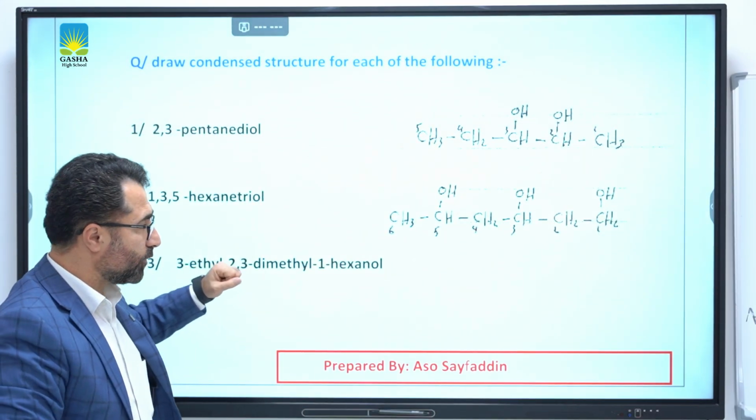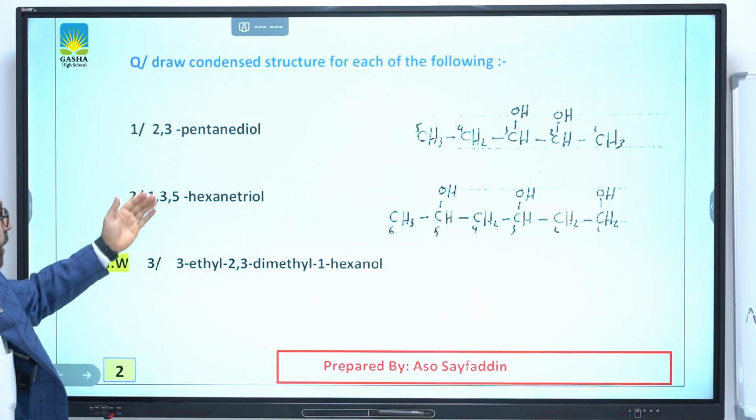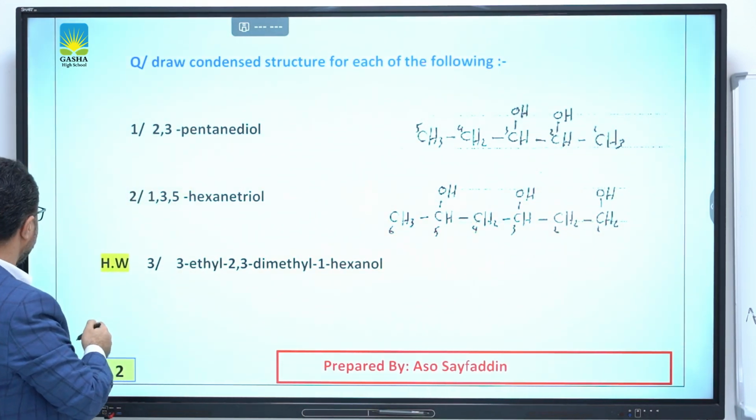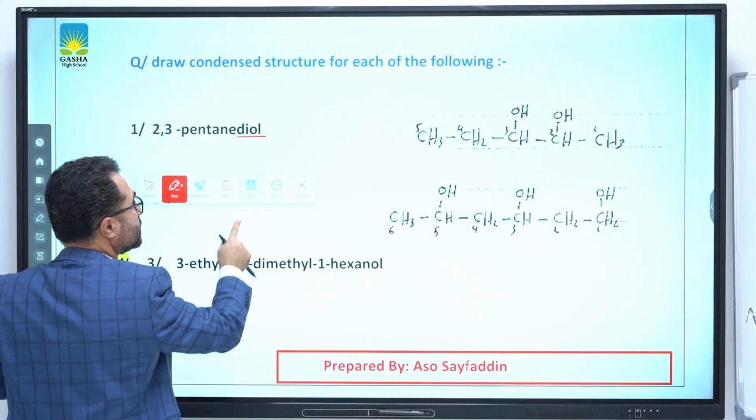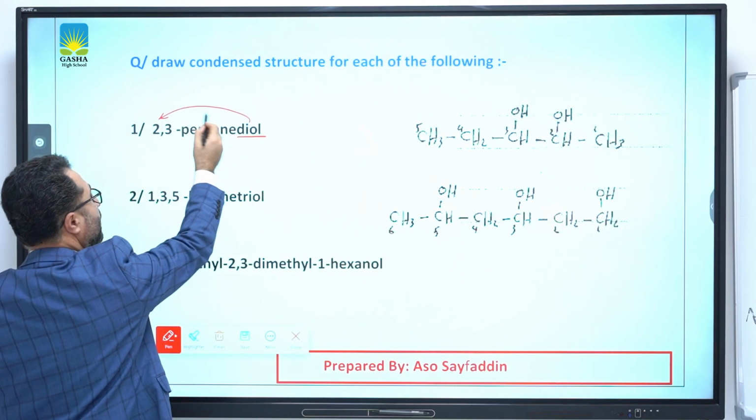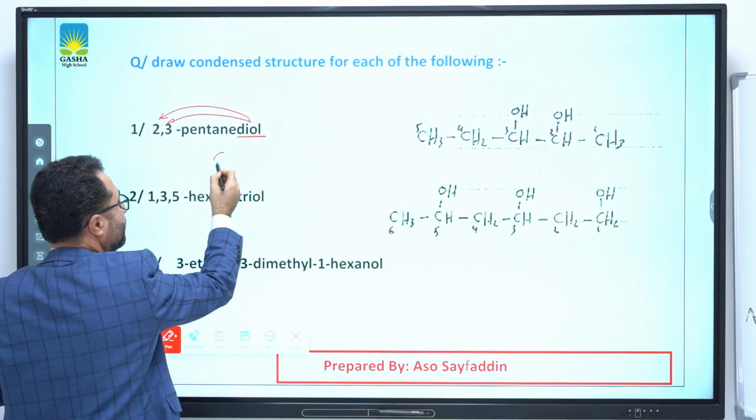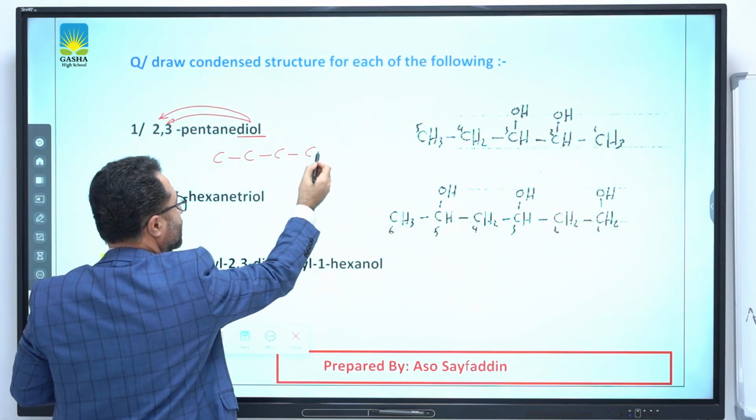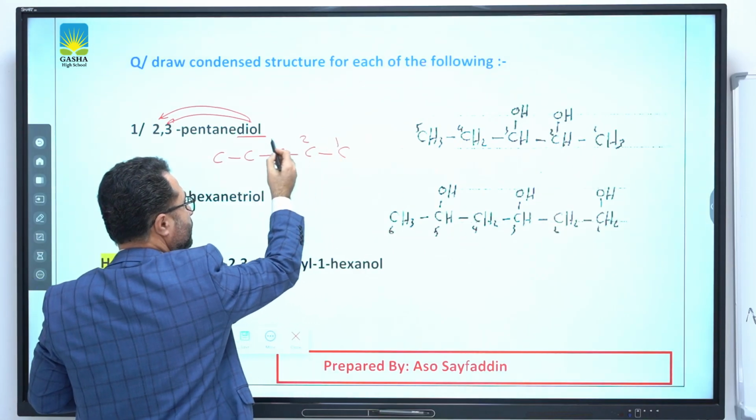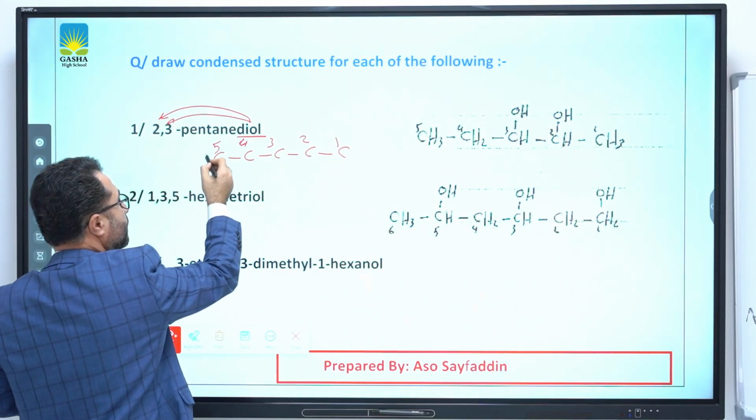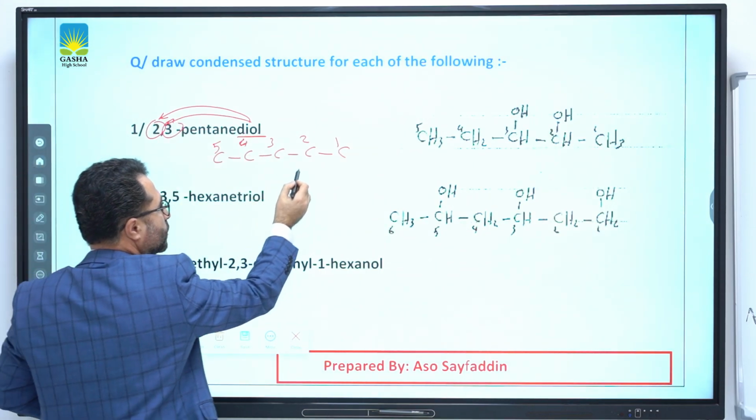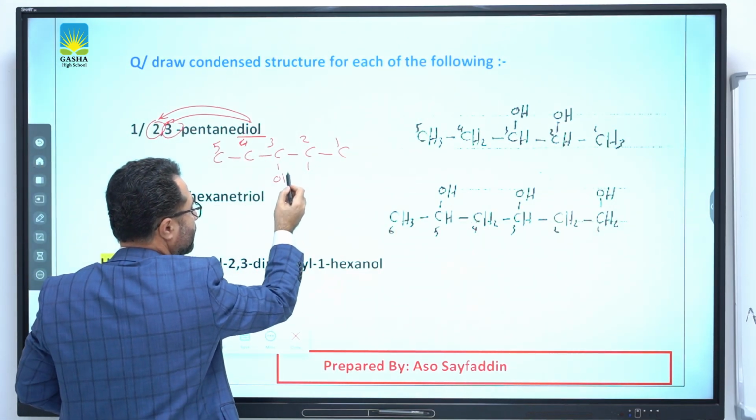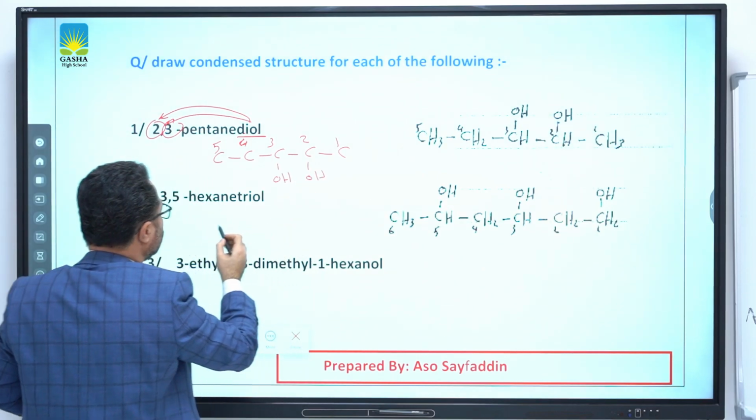Right, draw the structure for these compounds. 2,3-pentanediol. We have diol, meaning 2 OHs on the 2 and 3. So we have 5 carbons. Number it as you like: 1, 2, 3, 4, and 5. On the 2 and 3, we have 2 hydroxyl groups.